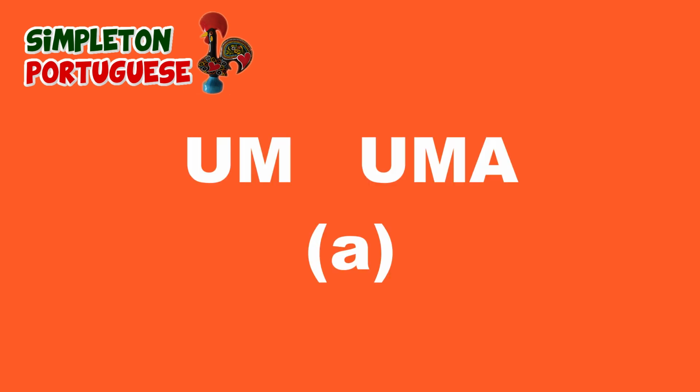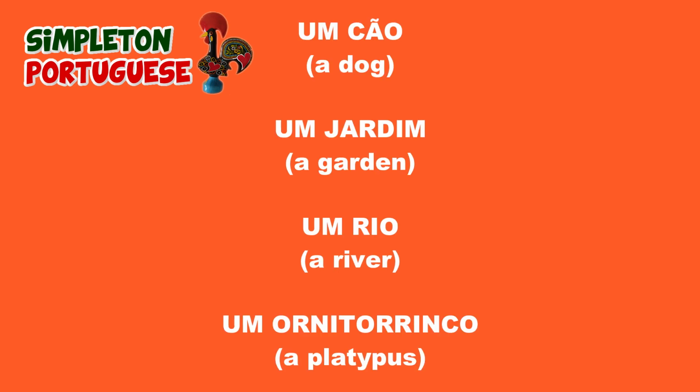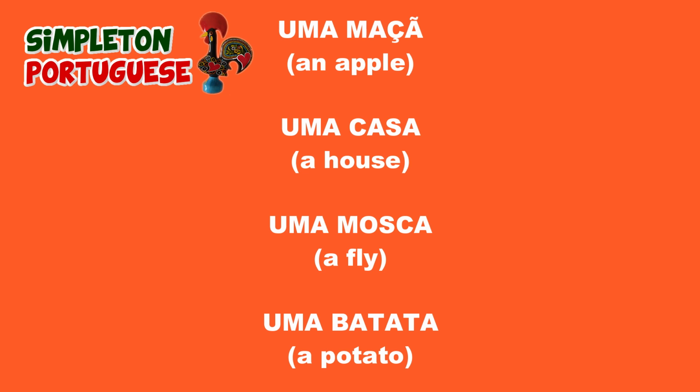potatoes. Then you have the indefinite article, "a" in English. "Um", masculine form; "uma", feminine form. Note that "um" is the Portuguese word for the number 1. Just note it as a curiosity, nothing to worry about. Um cão, a dog; um jardim, a garden; um rio, a river; um ornitorrinco, a platypus. And the feminine form: uma maçã, an apple; uma casa, a house; uma mosca, a fly; uma batata, a potato.